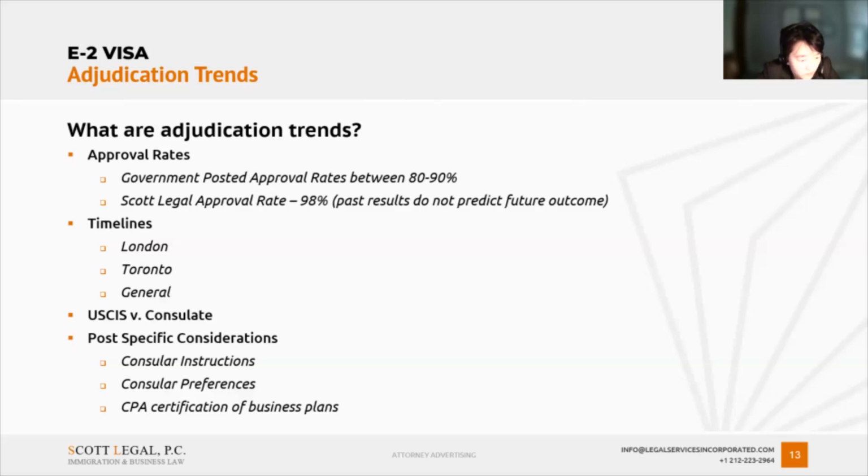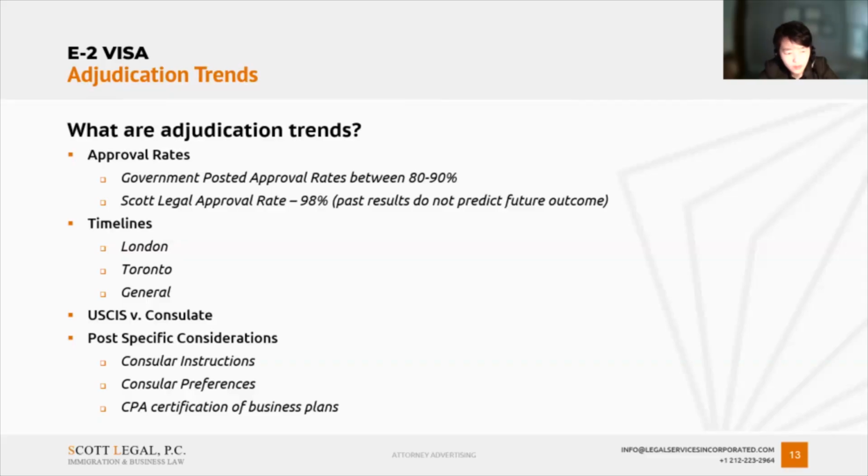Now, post-specific considerations. Each consular post has slightly different procedures and slightly different requirements of what they want the applicant to submit. Some consulates ask for specific documents, such as a business plan certified by a CPA, such as Singapore and Mexico. Consulates in Mexico, they require that. And those requirements do change over time. So definitely speak to your attorney so that we can look at the most relevant and recent instructions for that particular post.